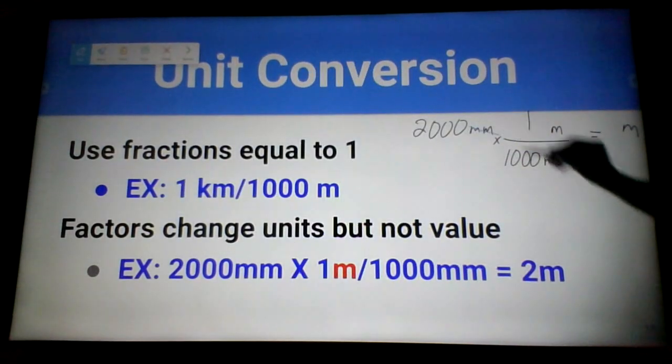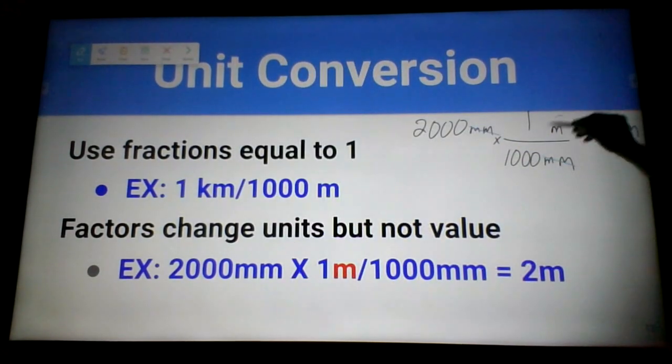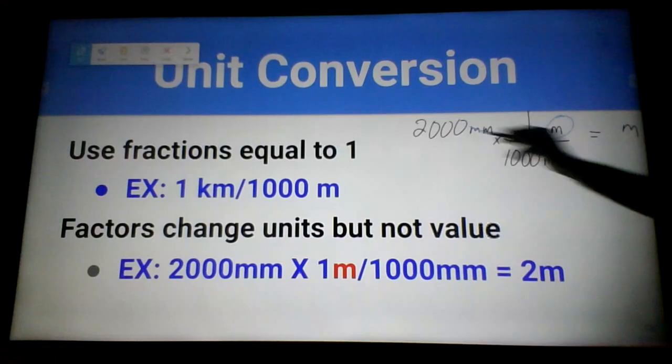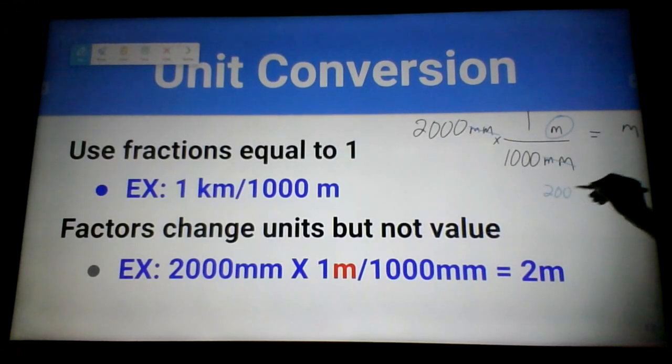Notice that the millimeters are going to cancel and the meters are left over. Now I just do the math. 2,000 times 1, which I don't even have to worry about, divided by 1,000. So that gives me 2,000 divided by 1,000. That equals 2. So my answer is 2 meters.